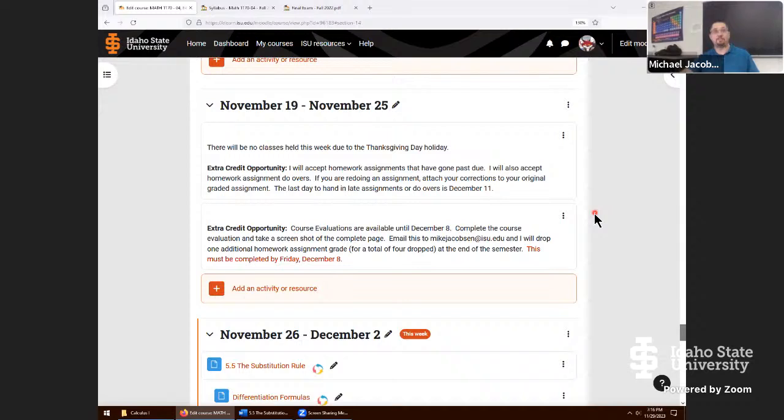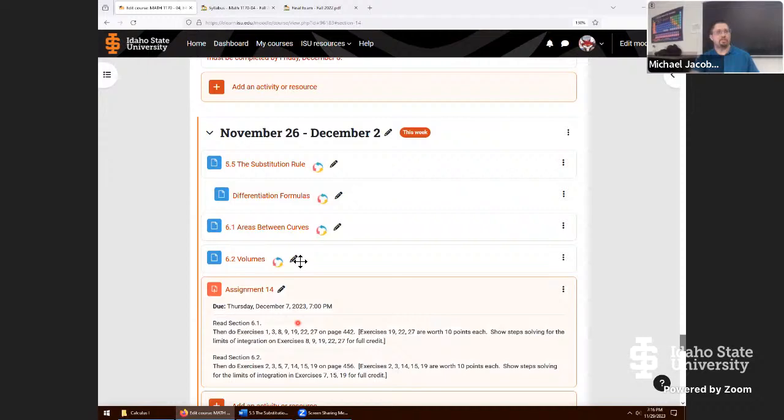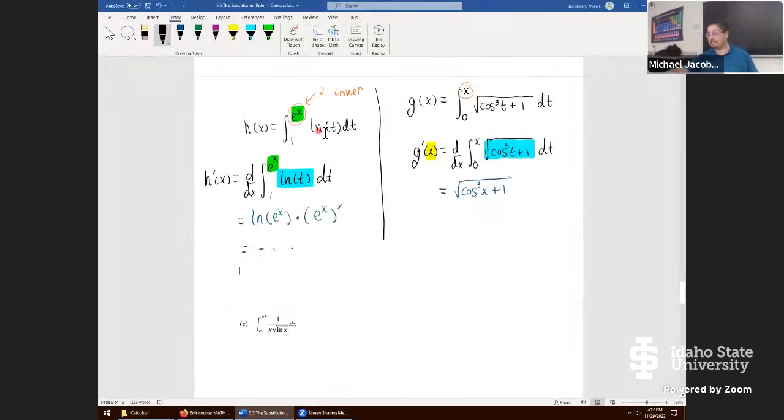I think I ran out of announcements, but are there questions or comments so far, folks? Okay, well, let's take a look at section 5.5 again. I definitely want to solve at least a few more problems since this is a really important section to get us into calculus 2. Then we'll take a look at section 6.1 after we complete our review here.